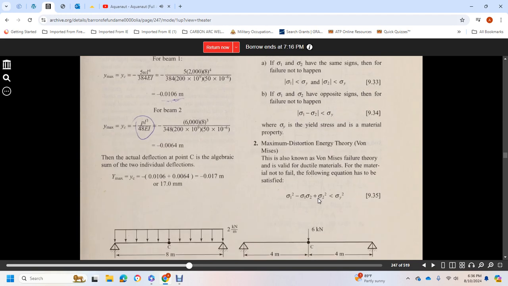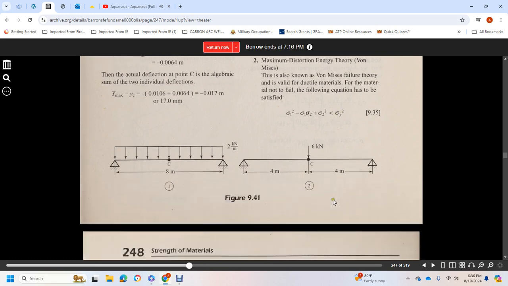Maximum distortion energy theory, also known as the von Mises failure theory, is valid for ductile materials. For the material not to fail, the following equation must be satisfied: principal stress 1 squared minus principal stress 1 times principal stress 2 plus principal stress 2 squared is less than the yield stress squared.